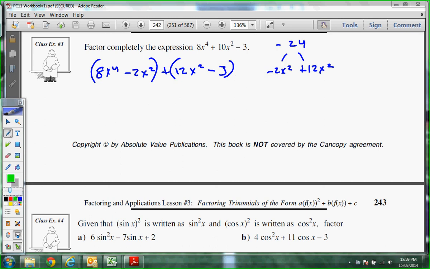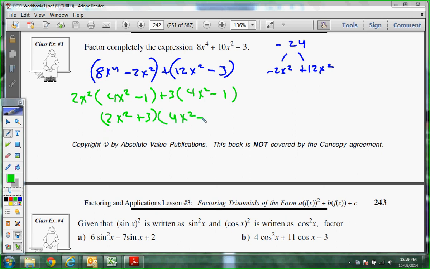Okay, 2x squared out. Yep. Gives me 4x squared minus 1. Yep, so you take a 3 out. Gives you 4x squared minus 1. So we have 2x squared plus 3 gets pushed together with 4x squared minus 1. Okay, are we done? Ooh, no. Why not, Emma? Yep, good. See somebody catch it.